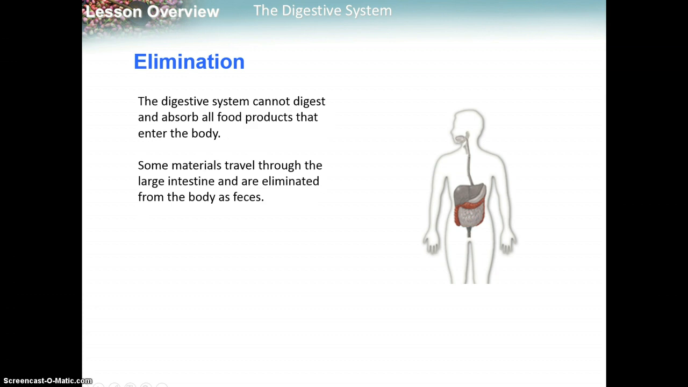Finally, good old elimination. Food that you were not able to digest, like fiber-based material such as cellulose, and some excess water possibly, you would eliminate through feces. And this is leaving through the large intestine.